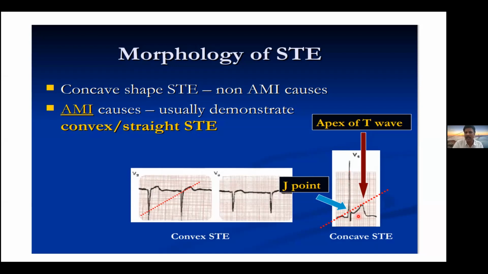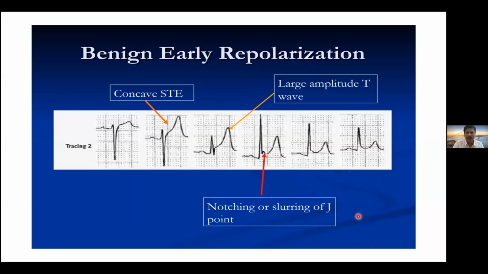Now you have another carry-home message. So this is a typical ECG. How do you differentiate acute MI from early repolarization? Young age, bradycardia, these are the basic features. And you have a J point with a distal notching or slurring. And you draw a line. See, I am going to draw a line.